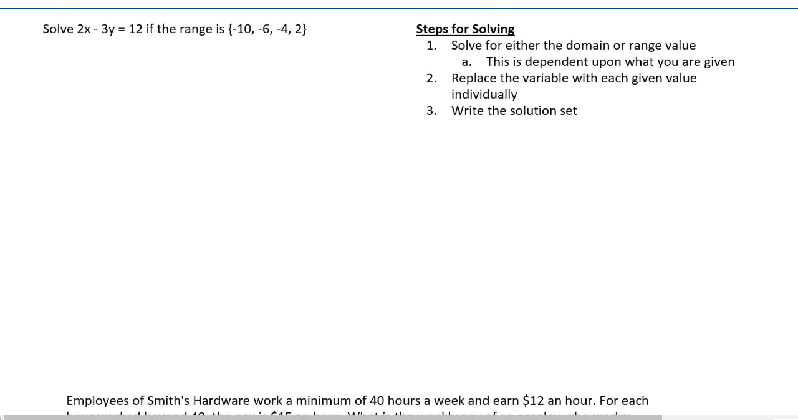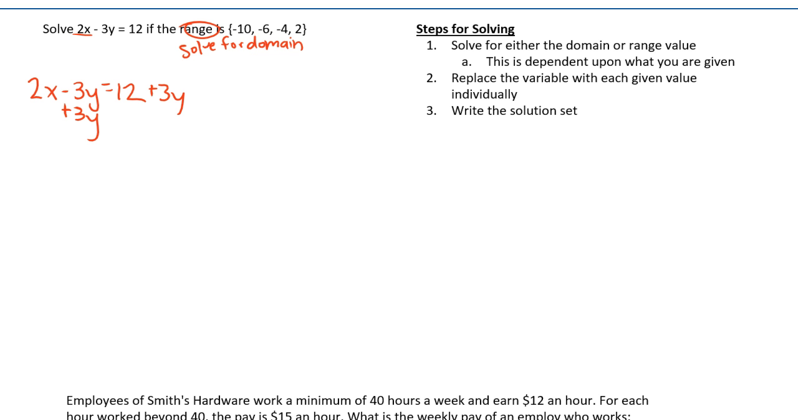This time though they give us our range. So that means that we need to solve for the domain. Solve for domain. And in this case, it's our x. So I'll just rewrite it down here so we have enough space. We need to add 3y to both sides. We have 2x equals 12 plus 3y. We divide both sides by 2. And we could leave it just like this and say x equals 12 plus 3y over 2. Or you could say x equals 6 plus 3 halves y.